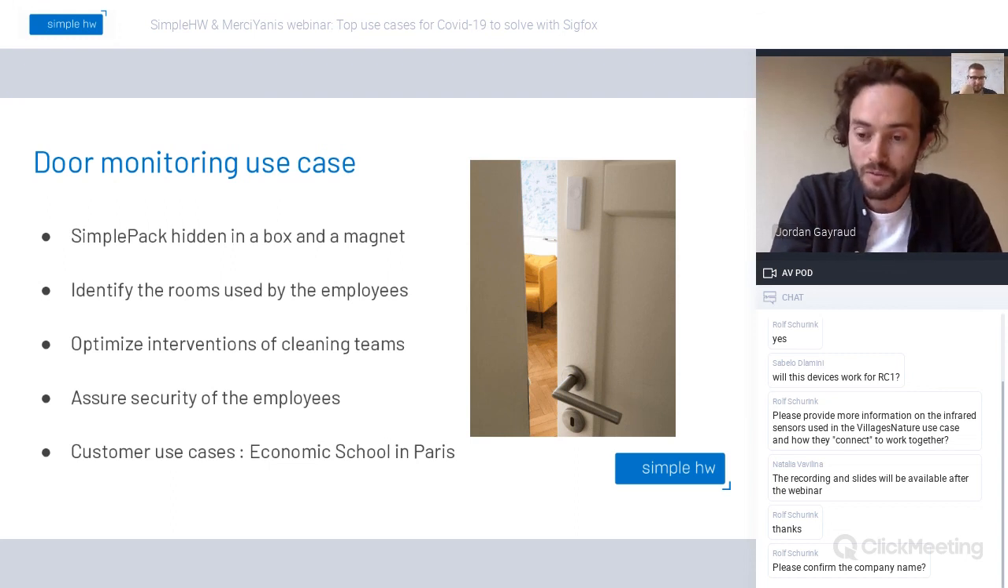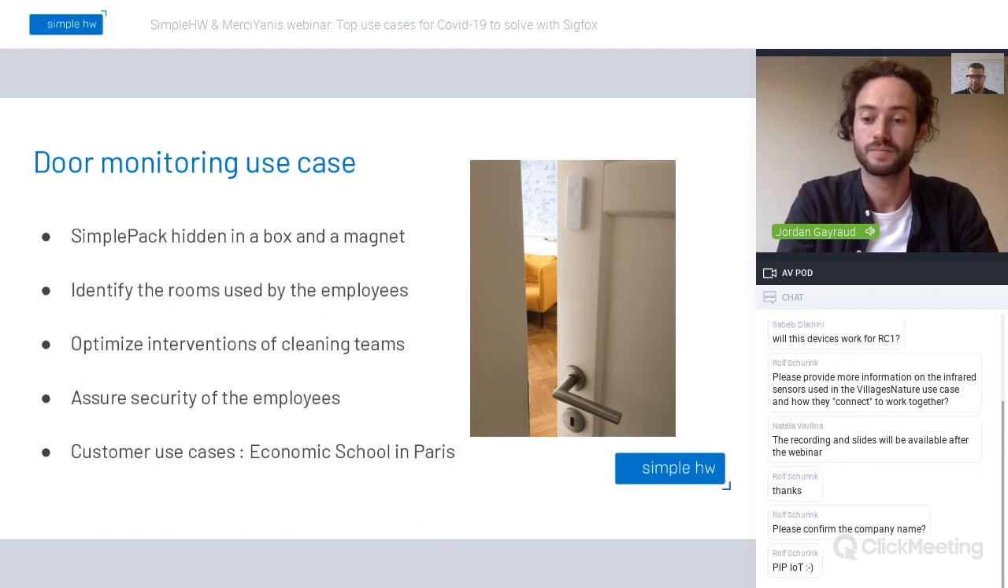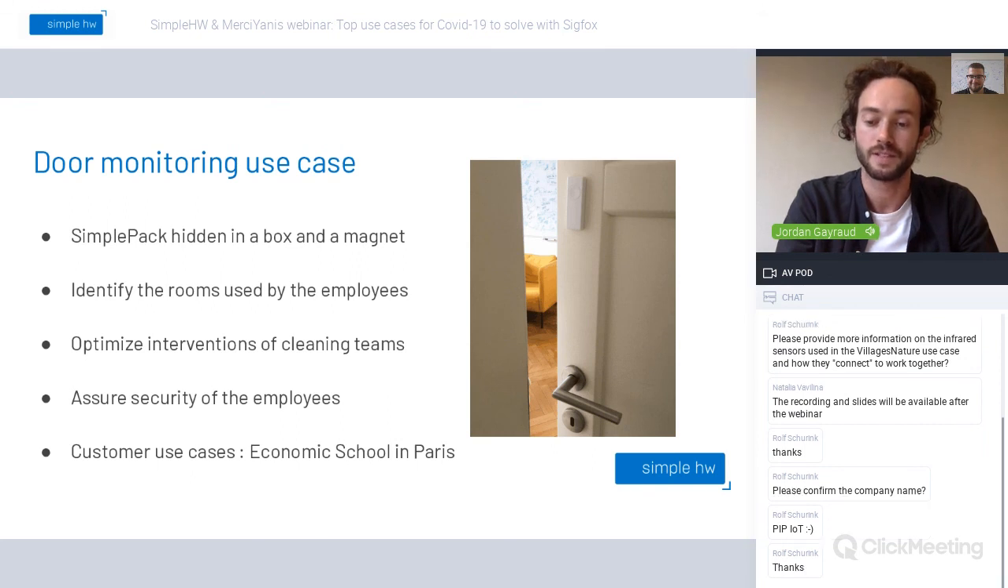The company name of the infrared sensor is PIP IoT, so it's PIP and IoT. Yes, that's it.